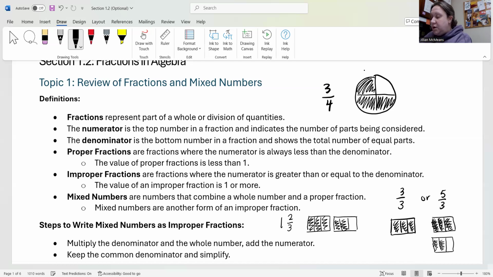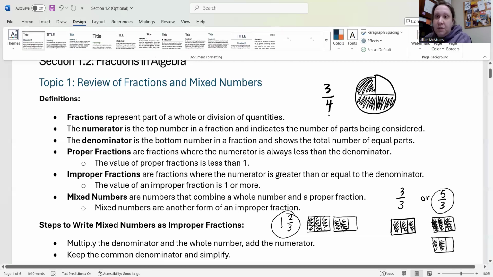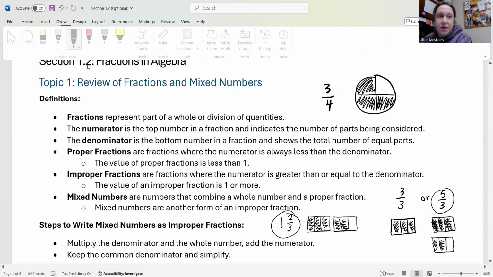So if you look at 1 and 2/3, it's got the exact same picture as 5/3. 1 and 2/3 is another way of writing 5/3. Okay, so mixed numbers are just another form of an improper fraction. So a mixed number is a whole number plus some proper fraction. Okay, so let's look at converting between mixed numbers and improper fractions.